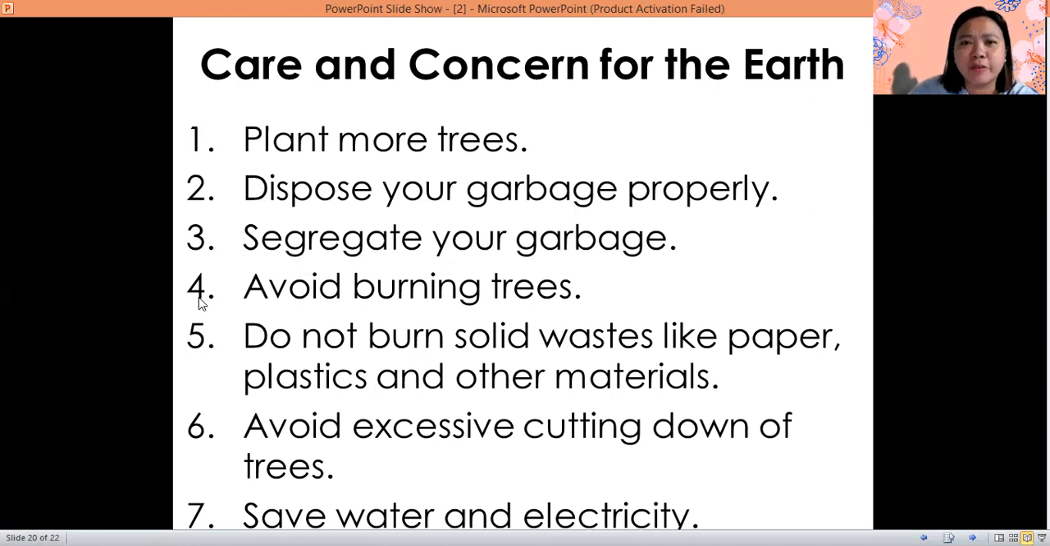Okay, number 4, avoid burning trees. All right. And number 5, do not burn solid waste like the paper, the plastics, and the other materials. It can harm our earth. All right. Don't burn that one. So the plastics and the papers and other materials that cannot be burned, you can sell it. Okay, you can have money pa if you sell it. So please do not burn those. And number 6, avoid excessive cutting down of trees. And the last one, save the water and our electricity.